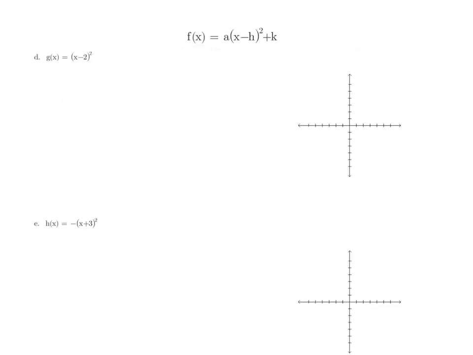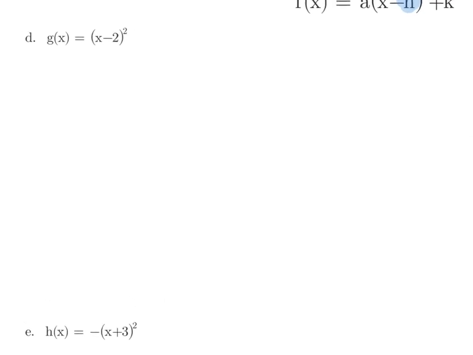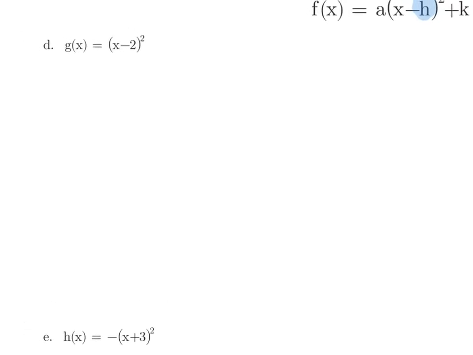So in this first set of examples, we're going to analyze the inside number. This is our x-coordinate for our vertex. Remember that our vertex is h, k. Okay, so let's go ahead and look at our first example. We have g of x equals x minus 2 squared.